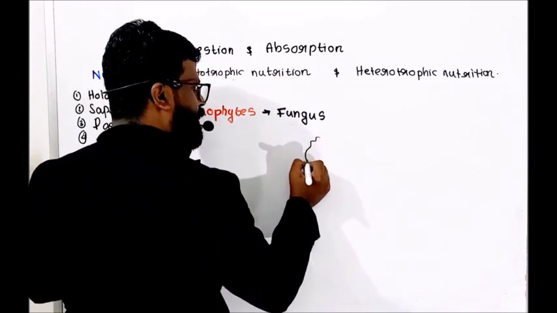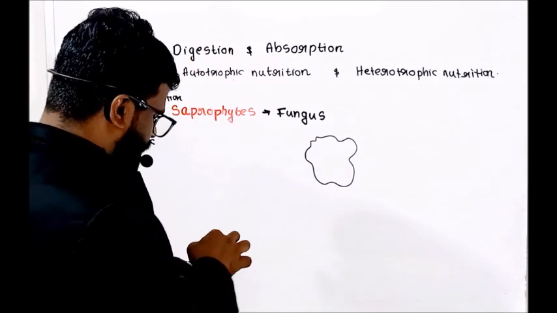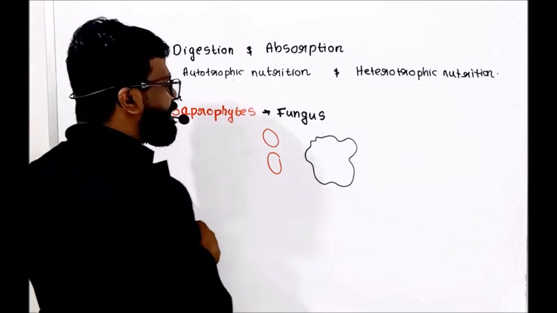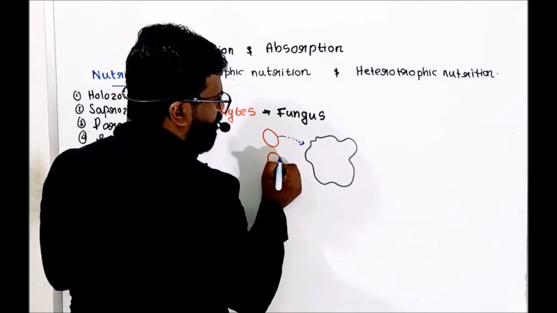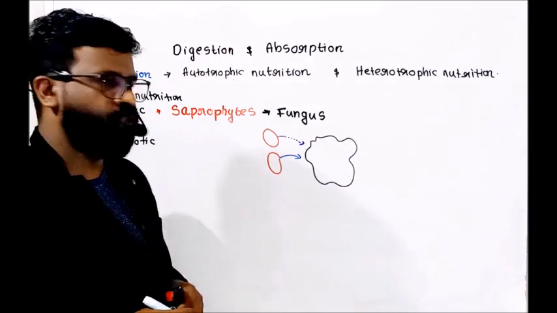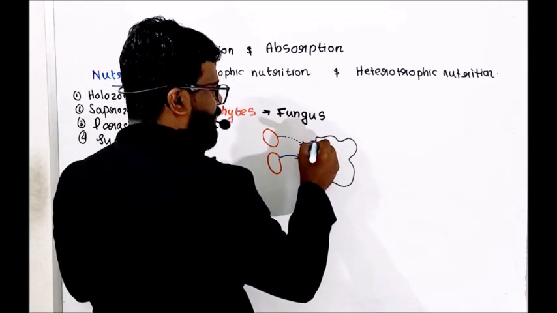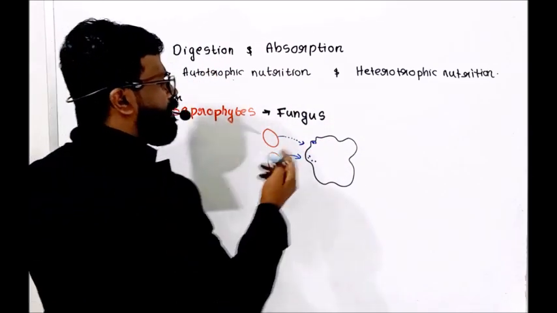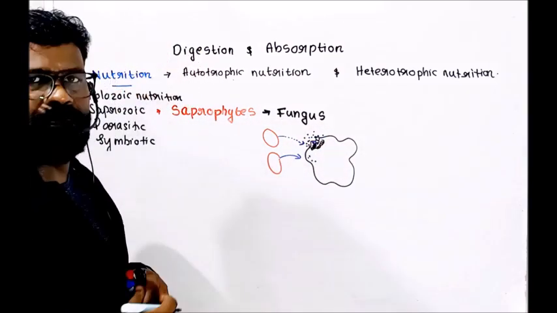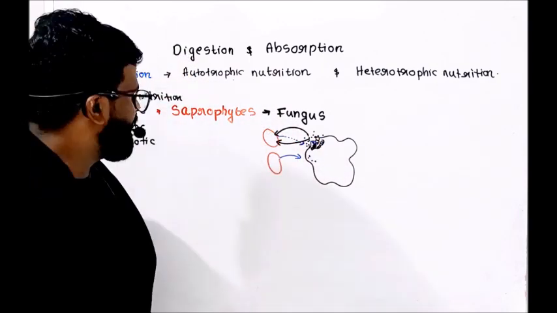suppose here, this is a decaying plant part or a decaying animal part, a decaying flesh. When this fungus comes here, it releases some digestive enzymes from its body onto this decaying flesh. The digestive enzymes act on the flesh and break down these complex food materials into simpler forms. After the digestion, the simpler nutrients are absorbed through the body's surface. This is called saprozoic nutrition.